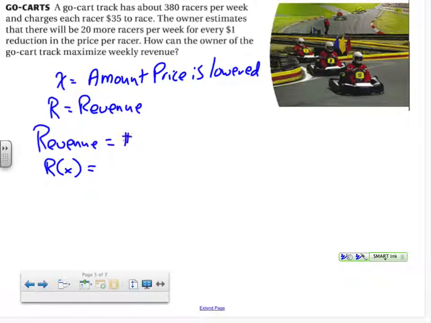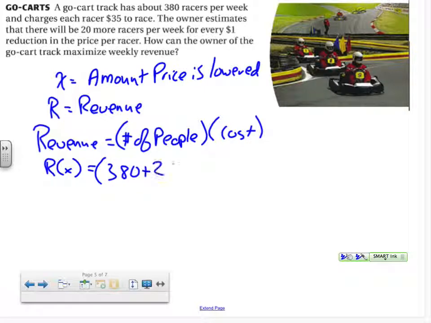Revenue is number of people times your cost. Now in this case, he's saying his number of people is going to be 380 plus however much he gains by lowering his prices. He's estimating he's going to have 380 plus 20 more people for every dollar he lowers his prices. And his cost will be $35 minus whatever he lowers his prices by. So there's our equation. Now we need to get it into a form we can work with.